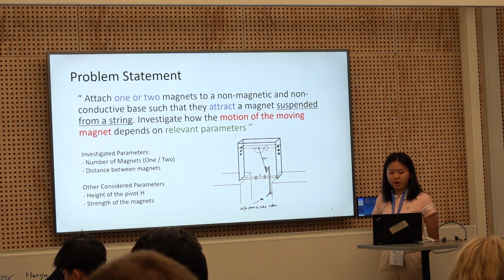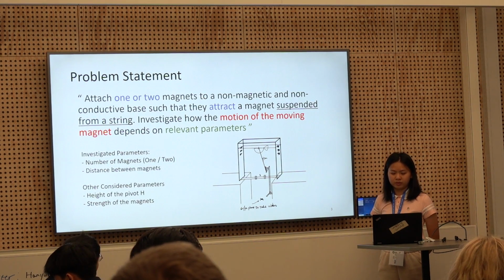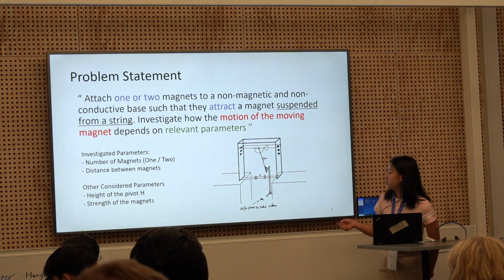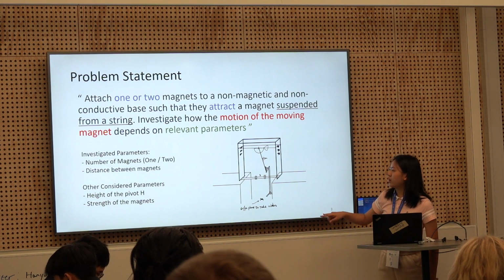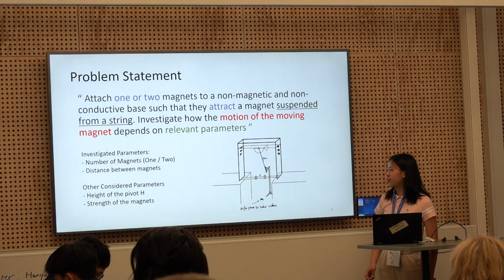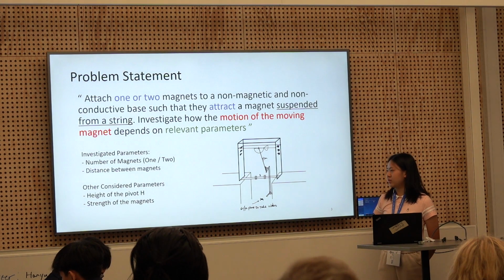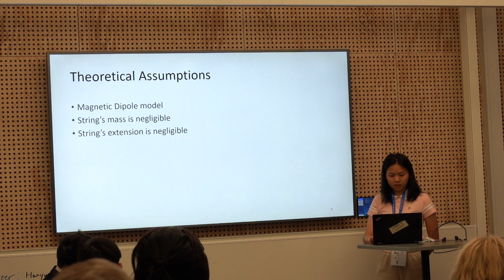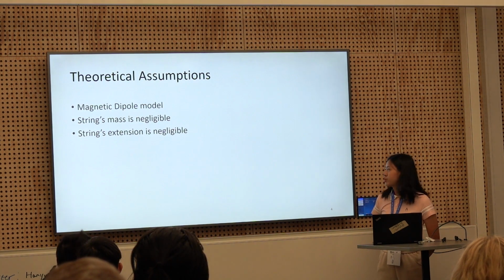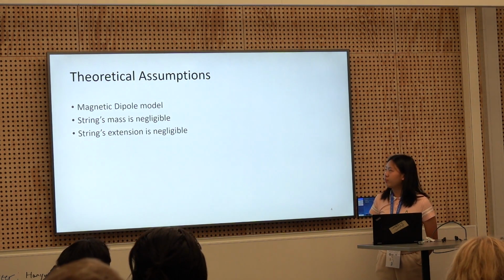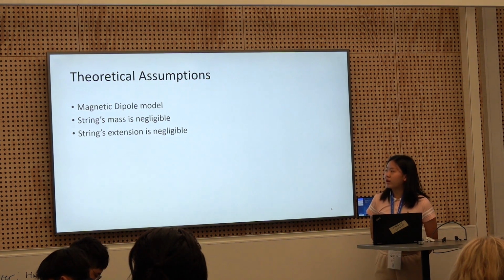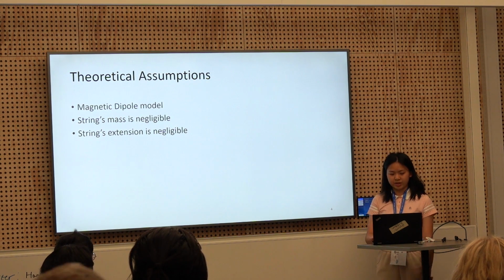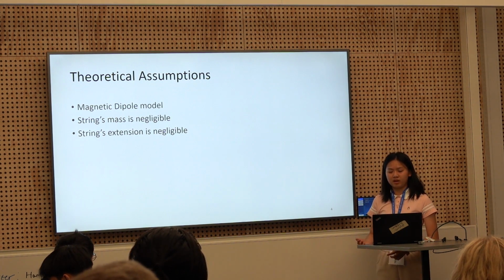And the relevant parameters we're going to talk about, first of all, the number of magnets, obviously, 1 or 2. And the distance between magnets, we can vary it. There are other parameters that I've considered, but I didn't do in an experiment, which are the height of the pivot and the strength of the magnets. And there are some theoretical assumptions we made for the mathematical model, and most importantly, we regarded the magnets as magnetic dipoles. And also the string length is not changing, like it's not extensible.